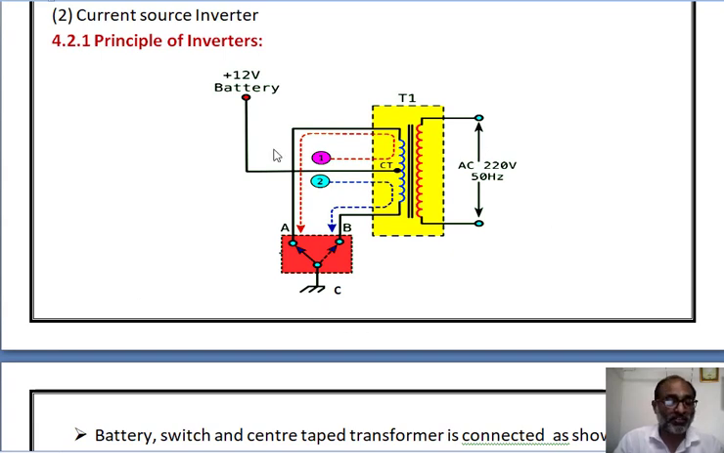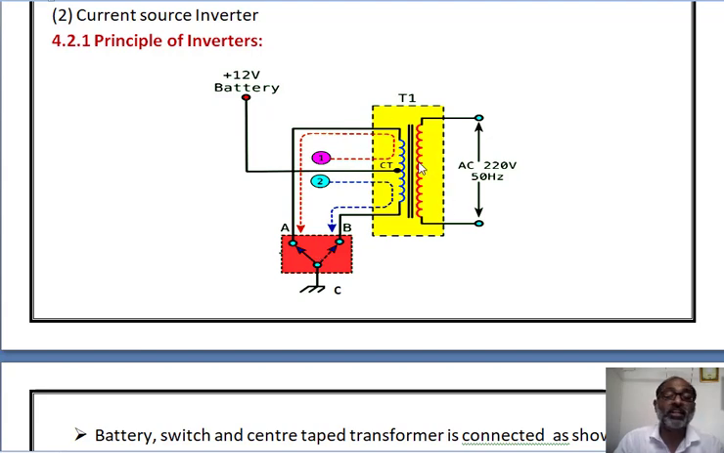As you can see, here we are using one battery which provides DC supply. Here we are using one transformer, a center tapping transformer. It requires a center tapping transformer connected as shown in this figure. Here on the center tapping we are providing plus 12 volt of DC supply. Now we are using one switch. Let me see why it is required.